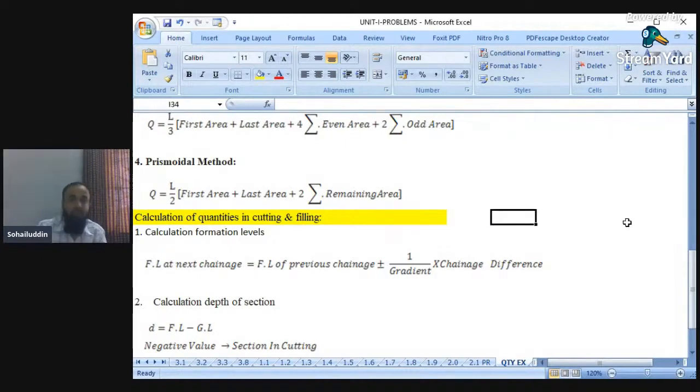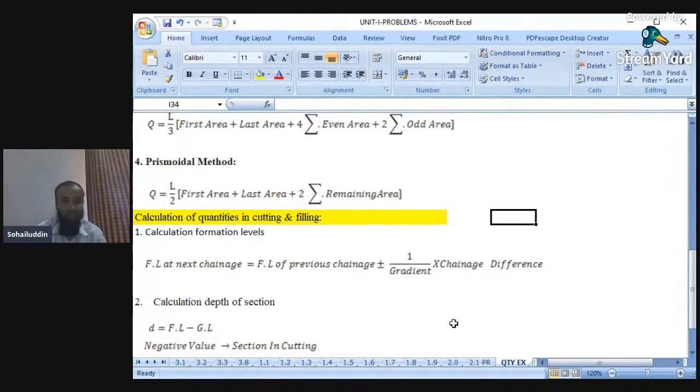Next, this concept is again most important to find out: the calculation of quantity in cutting and filling. That is, calculation for the formation level, where we are laying the road. That level is called the formation level. The formation level is the top level where the traffic will be moving.